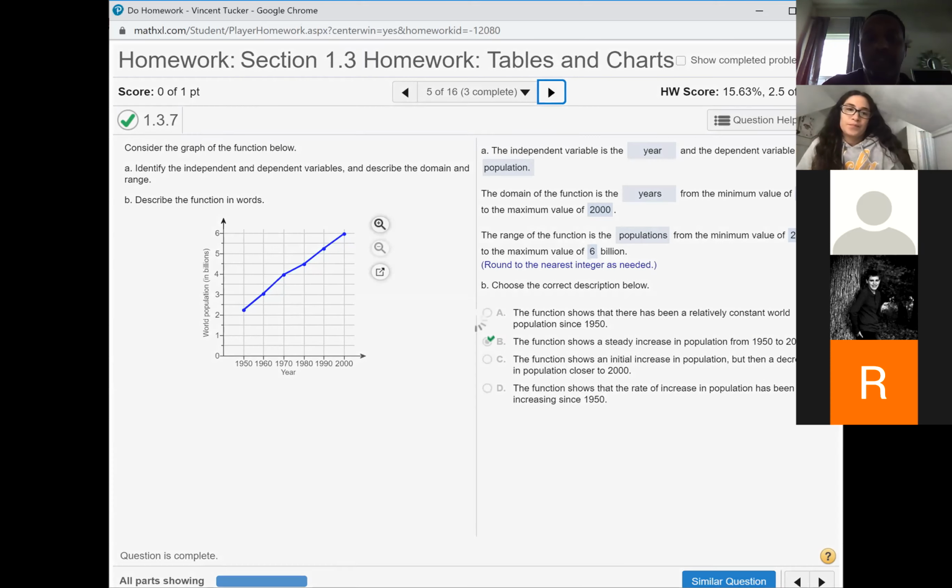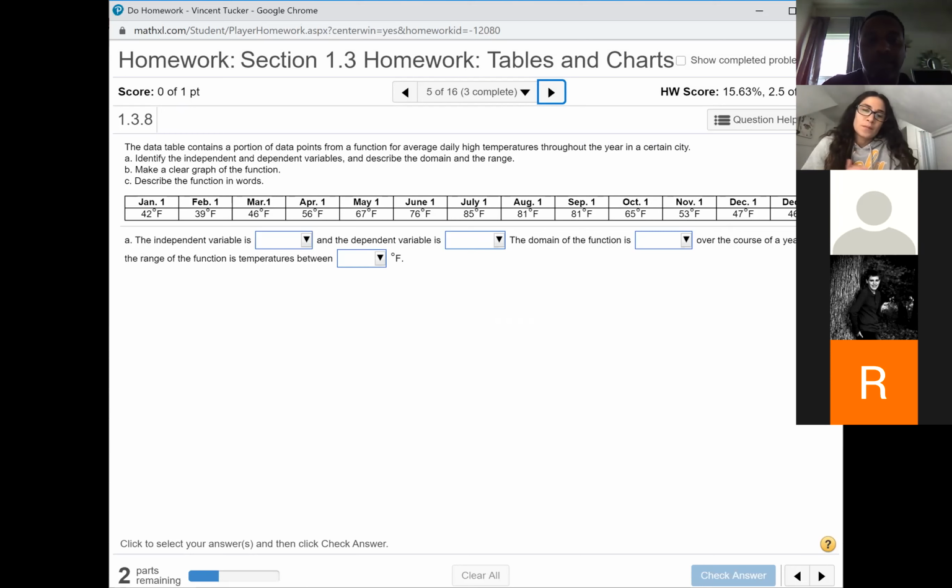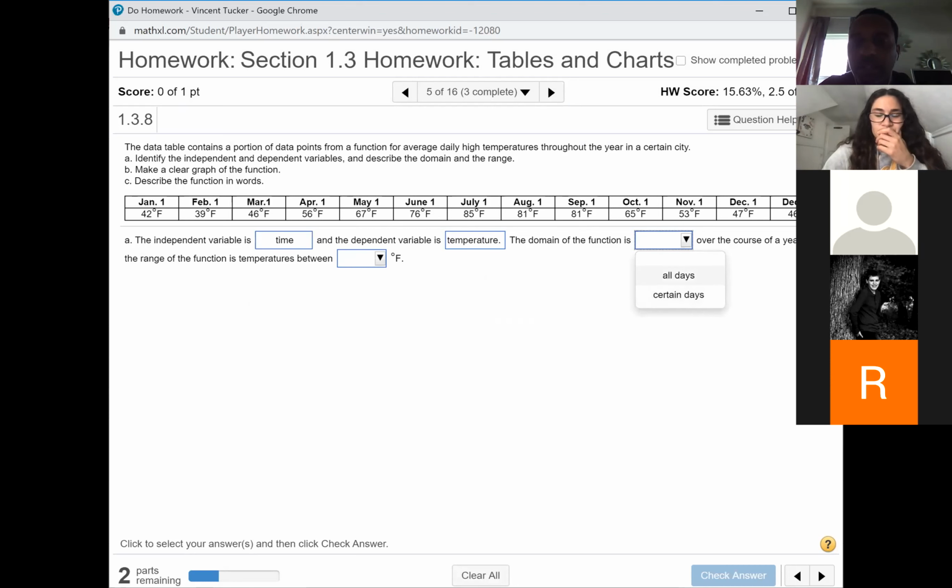So 1.3 is about tables and charts. Here goes another one talking about independent variable and dependent variable. Your independent should be your time, dependent temperature. Domain, function over the course of the year; range of function, temperature between 42, 39.85; domain, all days, certain days. Okay, so really this section, if you look at the title, tables and charts, is all about you reading these tables and charts accordingly.